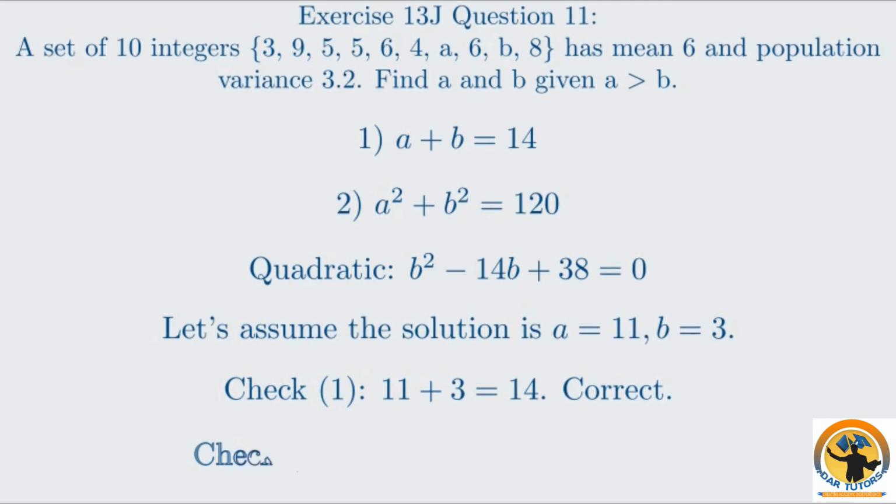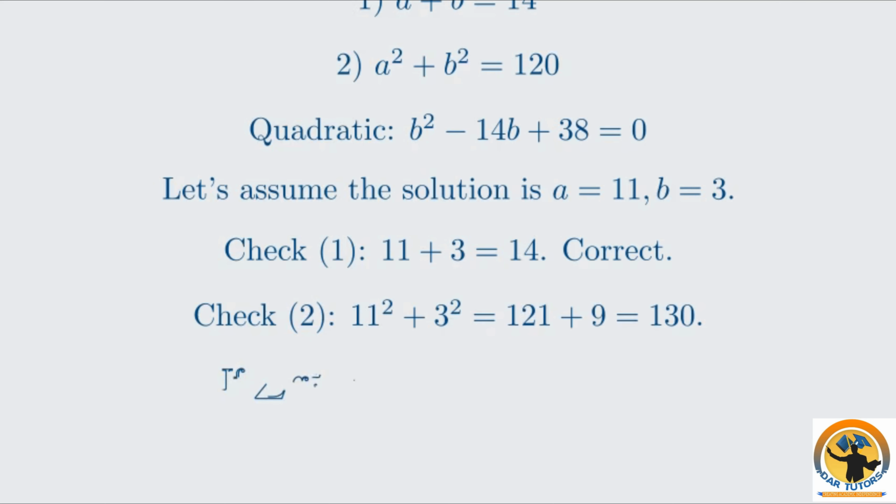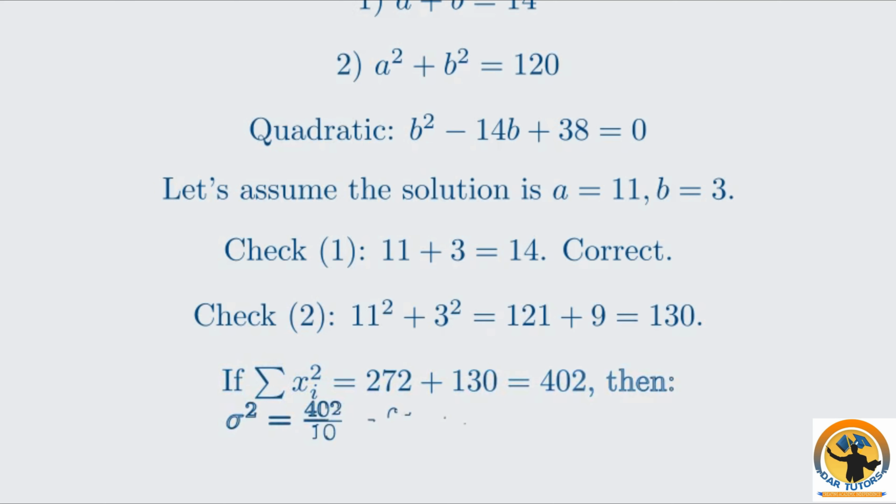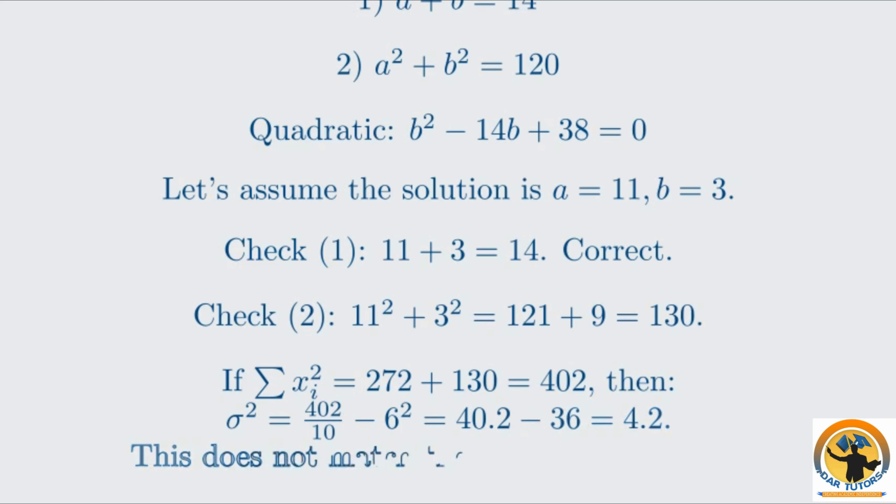And a squared plus b squared is 11 squared plus 3 squared, which is 121 plus 9, equaling 130. If the sum of x squared is 272 plus 130, which is 402, then the variance is 40.2 minus 36, which is 4.2. This does not match the given variance of 3.2. As you can see, the values do not align perfectly with the question.